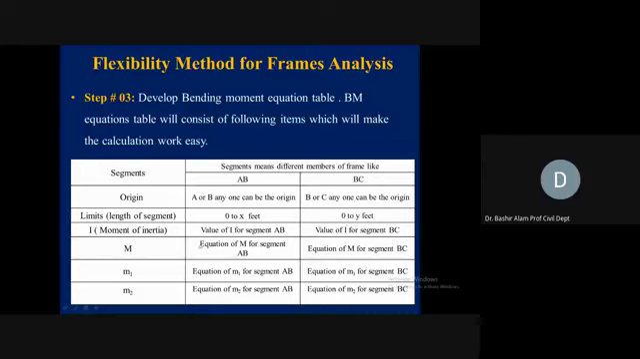For the moment equation, let's say A is your origin, then at A the value will be 0. If B is the origin, then B will become your 0 starting point, and you will have to write the plus and minus signs accordingly. So you will write the moment equation accordingly when it is under the actual load, then under AR1, under AR2, and similarly for segment BC also.